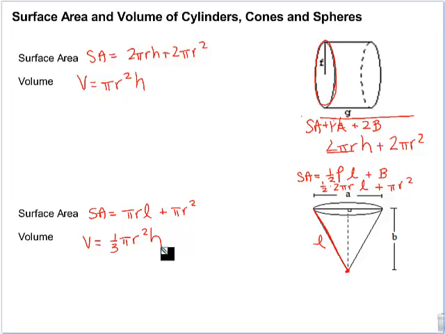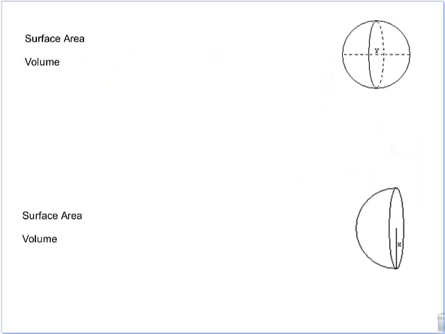Okay, we also are going to talk about spheres. The surface area of a sphere is 4 pi r squared. That's a formula I'm just going to give to you. We're not going to spend the time trying to derive it. That is just the formula. And the volume is 4/3 pi r cubed. And once again, that's a formula I'm just going to give to you.